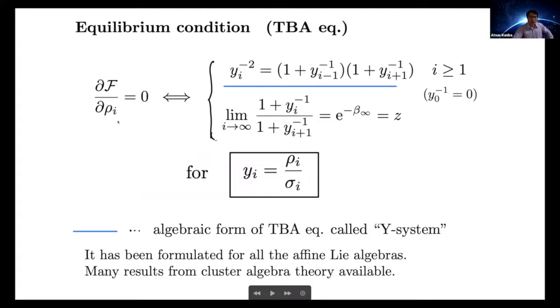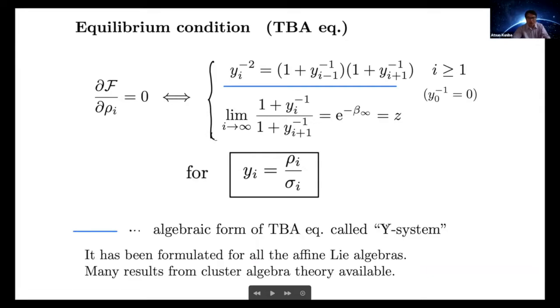So I consider this equation and end up with this algebraic equation, plus this boundary condition for this combination, which I call y_I. Interestingly, the condition is expressed only by this combination. So this y_I will play a very important role in the later part of my talk. By the way, this algebraic system, somewhat attractive looking, has a very deep origin. It's an algebraic form of the TBA equation called the Y-system.